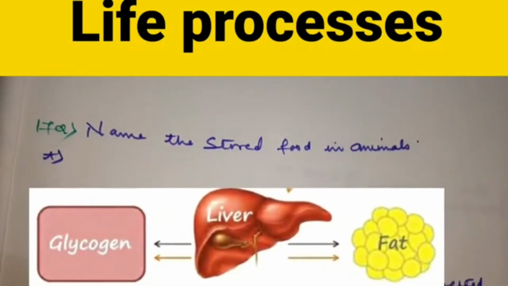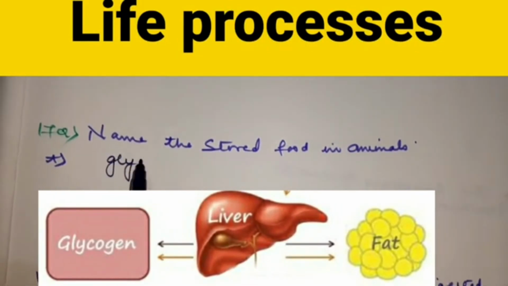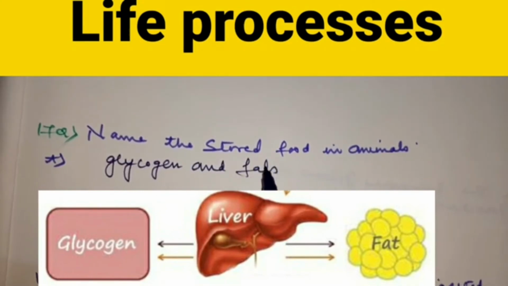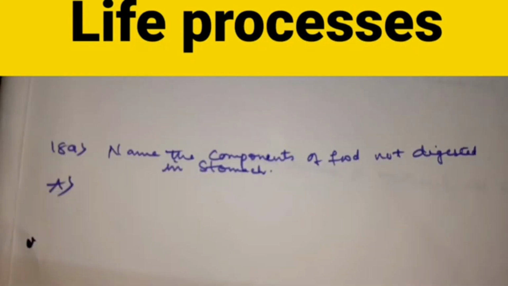Next is, name the stored food in animals. So in animals, what is the stored food called? It is called glycogen, which is stored in the liver. Glycogen and fats are stored in the liver and provide energy during emergency.